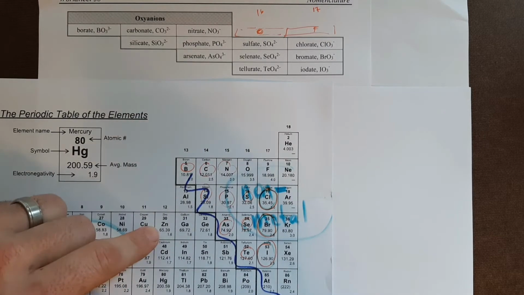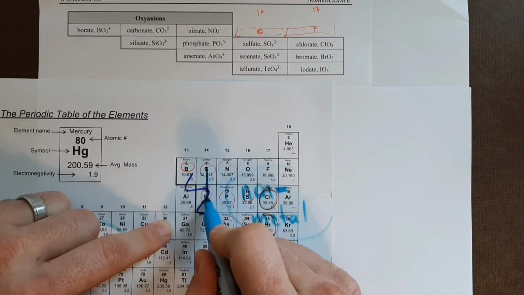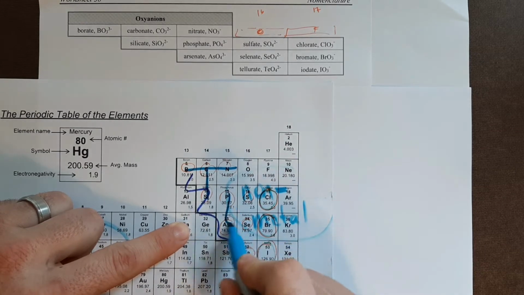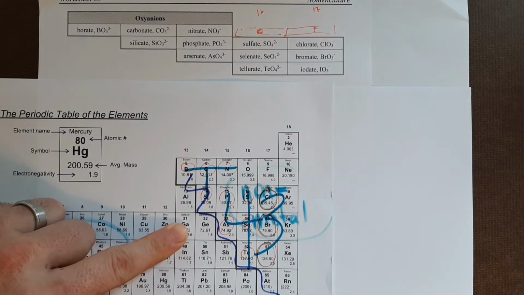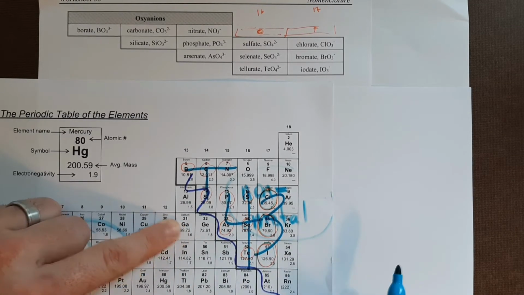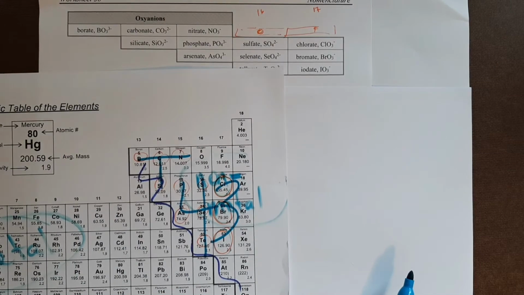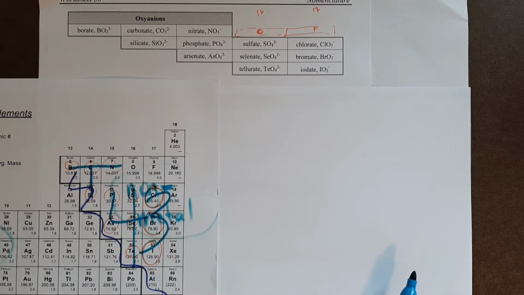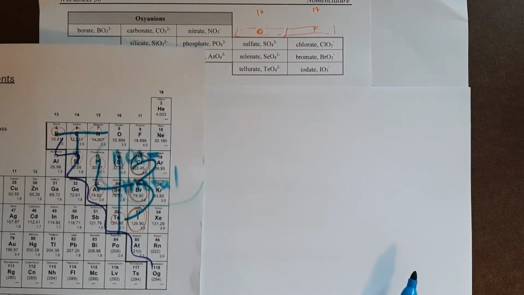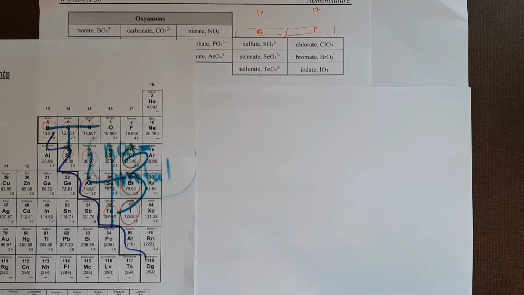If you look at your periodic table and you make a T here, a 4 here, and a 3 here, then you can use that as a quick and simple way to understand how many oxygens are on each ion and what its charge is: 1 negative, 2 negative, or 3 negative.